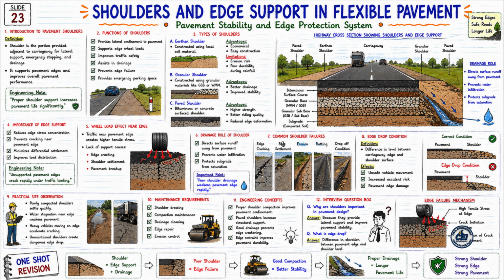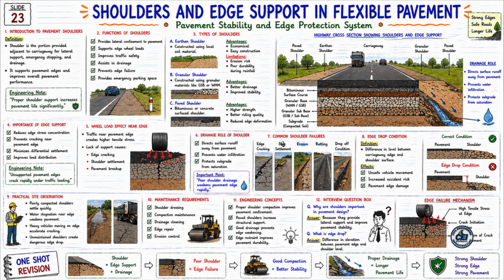Five, wheel load effect near edge. When traffic moves near the pavement edge, higher tensile stress is created. If the support is not proper, what problems will arise? Edge cracking, shoulder settlement, pavement breakdown. The diagram below shows this load effect.